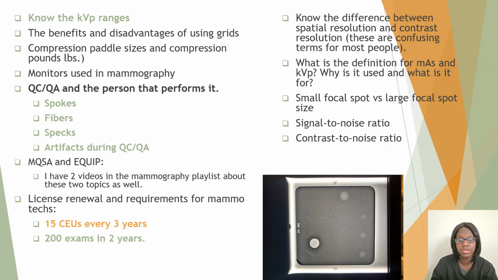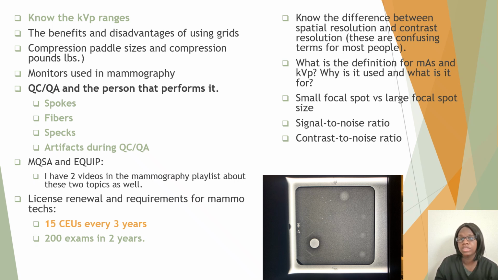Also know for your license renewal and requirements for Mammotechs, how many CEUs is needed. So we need 15 CEUs every 3 years, 200 exams to be done within 2 years. You also have educational requirements. You have where you need 8 hours of digital breast tomosynthesis training. Also for your initial, how many exams you need, how many education credits you need for your initial. So all of this is important for you to know whenever you are preparing for your test, which can be found in my physics video that I told you about.